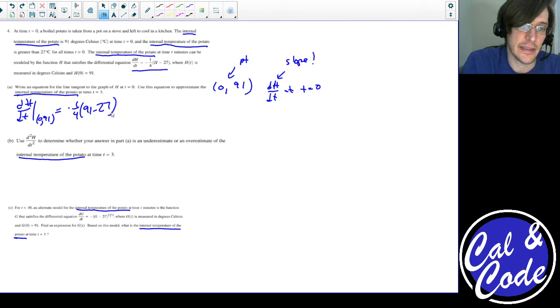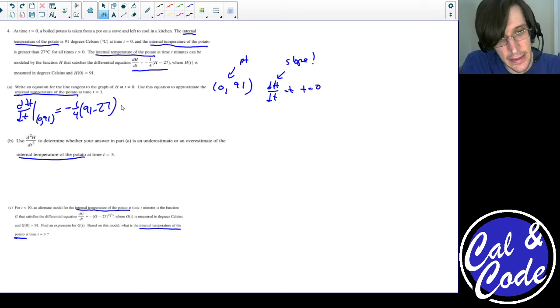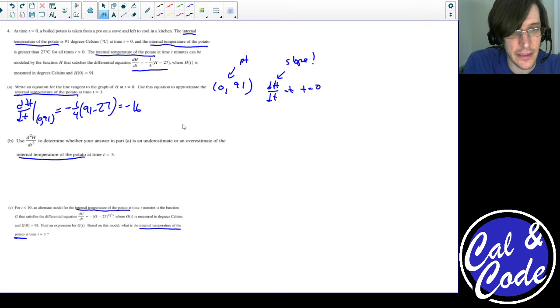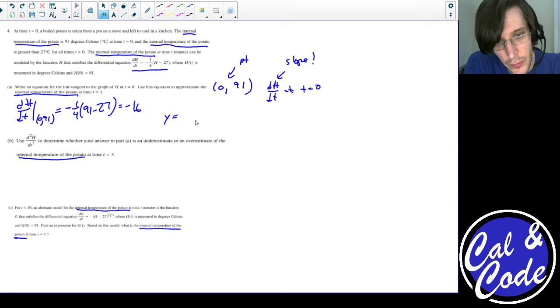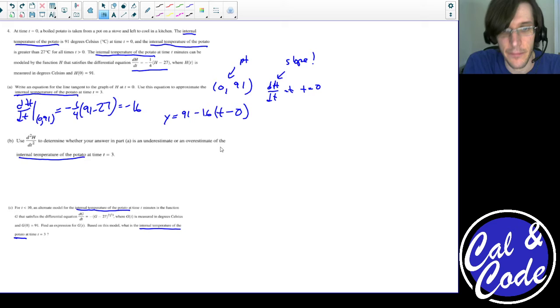91 minus 27 is 64. 64 quartered is 16, so this is negative 16. Now I have my slope. So now all I have to do is write my tangent line equation. So I'm going to say that y is equal to 91 minus 16 times (t minus 0), or 91 minus 16t.